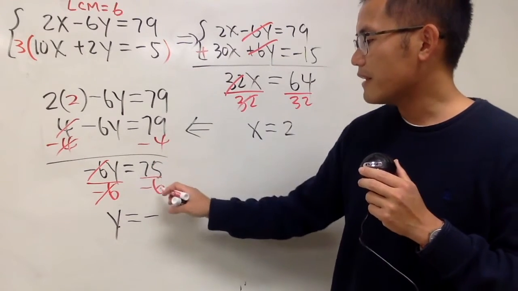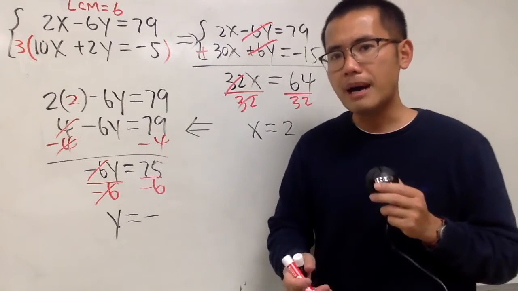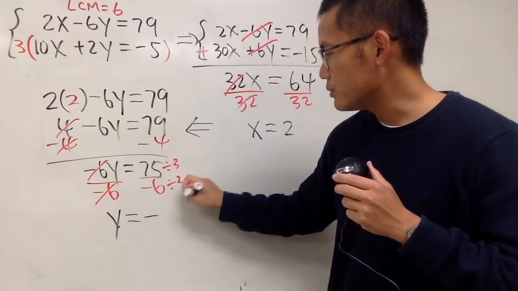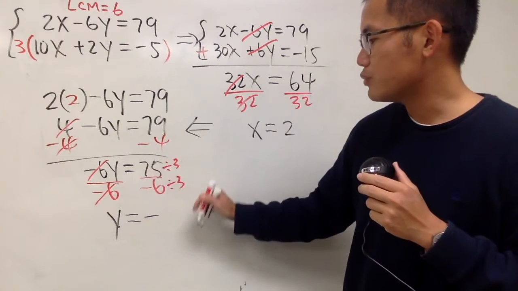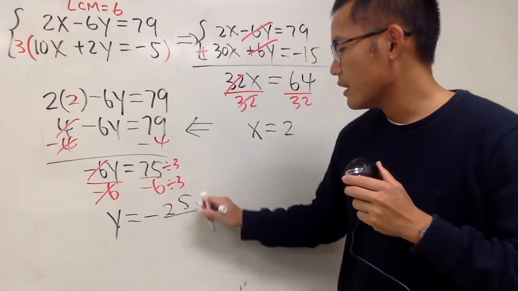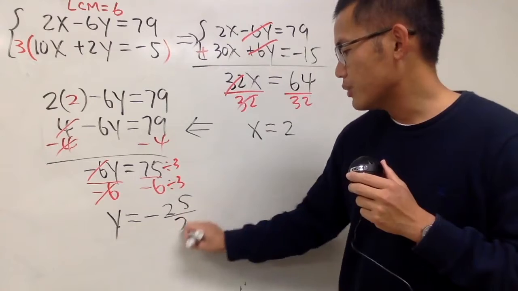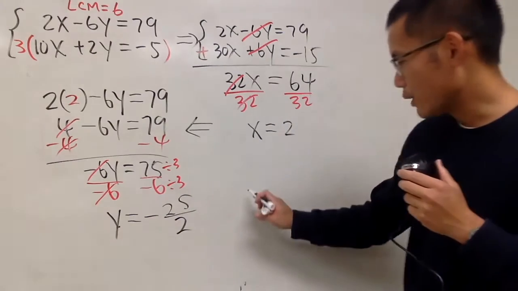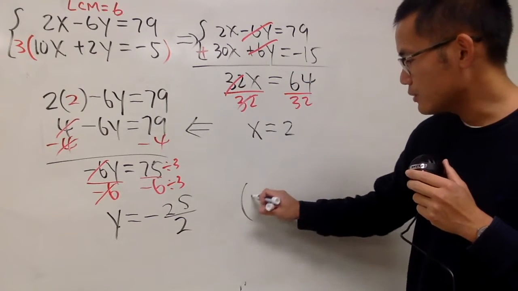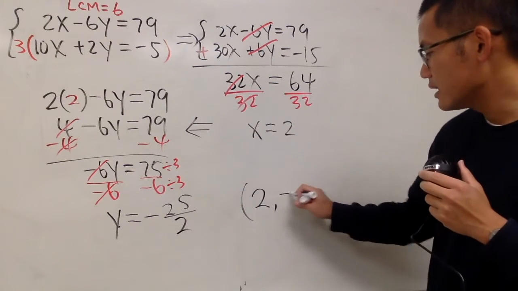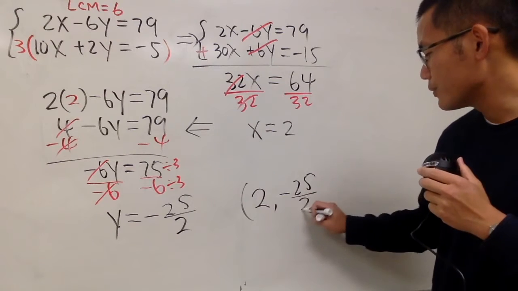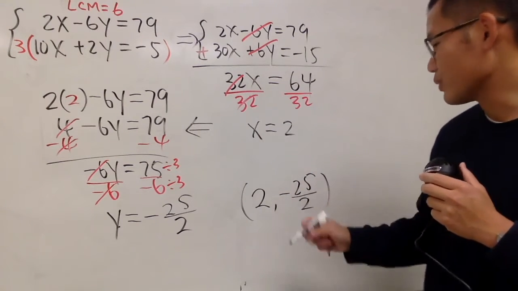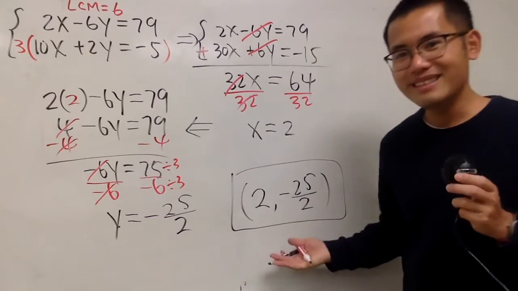And for 75 over 6, we can reduce that by 3. So if you reduce this by 3 and this by 3, 75 divided by 3, we get 25. 6 divided by 3, we get 2. So final answer, negative 25 over 2. And I will put this down right here. We'll put down the x, which is 2. And then the y is negative 25 over 2. And again, you can put a negative on the top or in the front or on the bottom, but this right here is totally okay. So this right here is the answer.